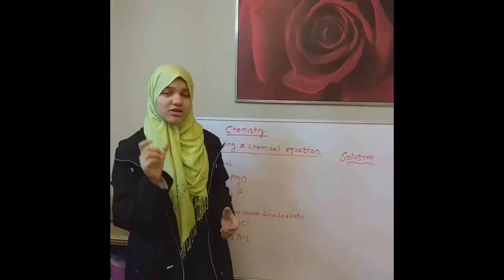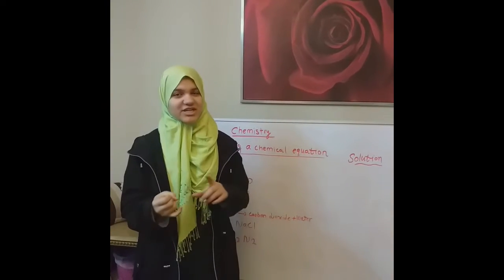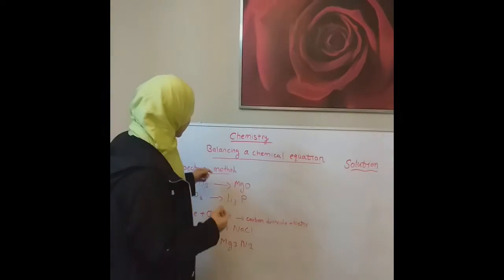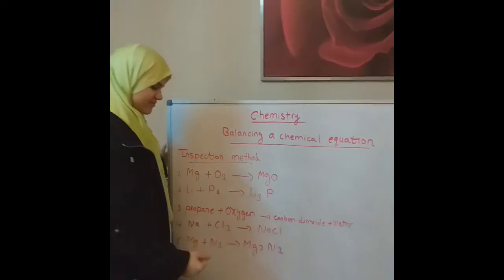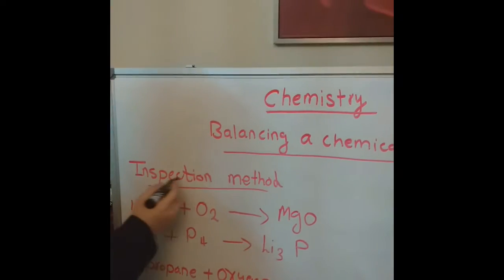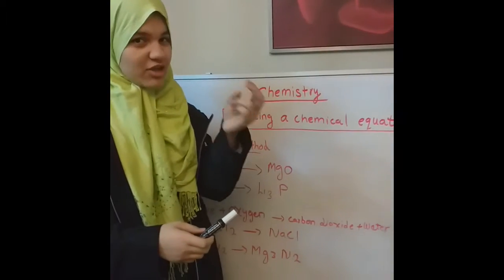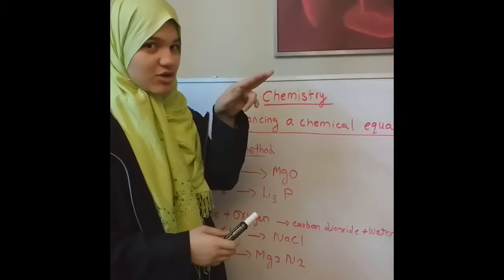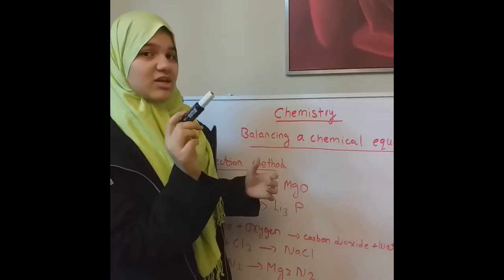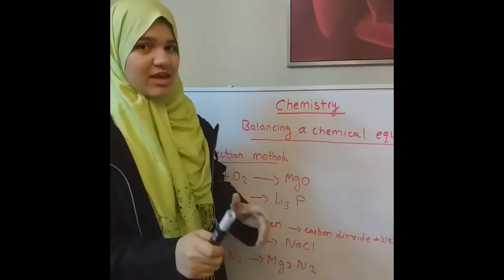Before that, a chemical equation can be balanced by two methods, which are the inspection method and the LCM method. But now we will talk about the inspection method. So let us start with some examples. First thing, what does inspection method mean? Inspection method means to balance it by your eyes, without making a formula or anything like that. And after you balance by your eyes, by seeing, the atomic numbers must be the same.